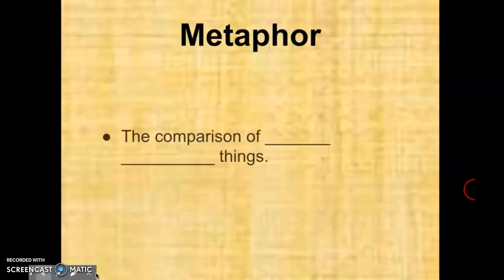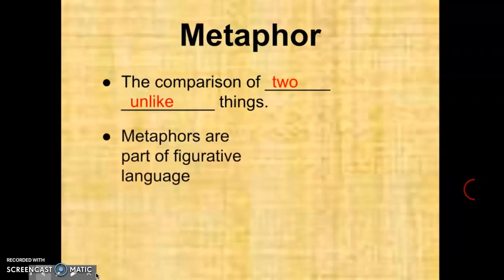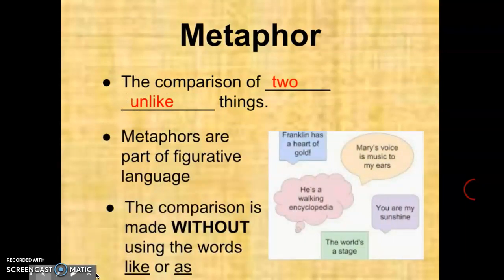Next, we have metaphor. This is the comparison of two unlike things. Metaphors are part of figurative language, and the comparison is made without using the words like or as. For example, he's a walking encyclopedia. He is being compared to an encyclopedia. Next, we have Mary's voice is music to my ears. Mary's voice is being compared to music. And this comparison is being made in these phrases without having the word like or as in that phrase.